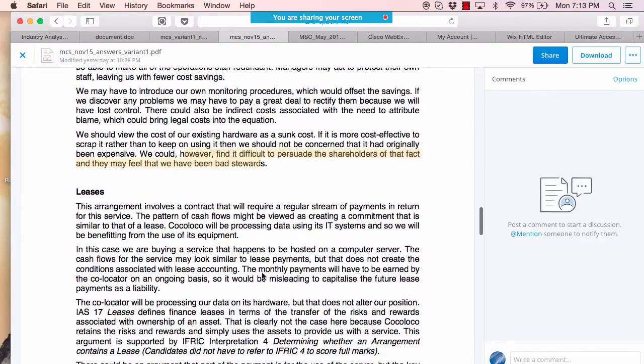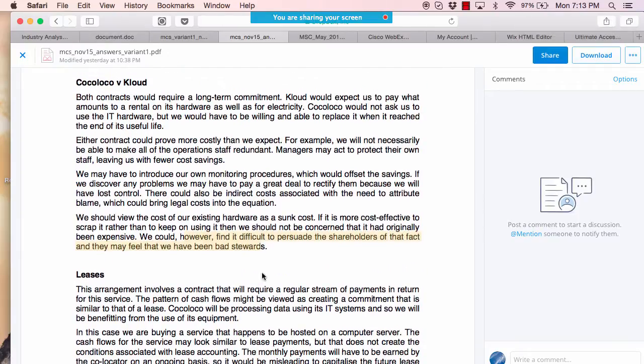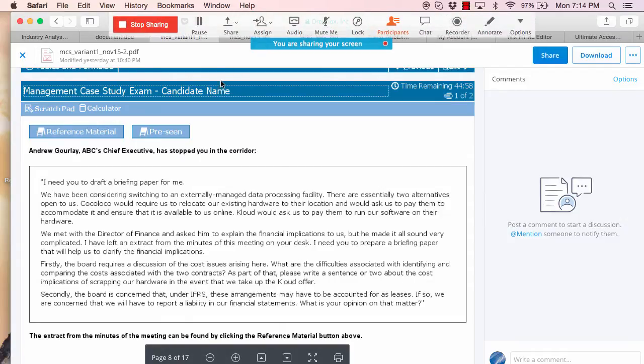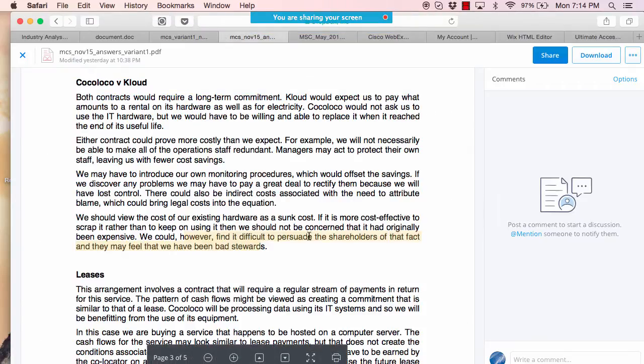I got it. But in that case, what would be our approach to the shareholders? What should be the optimum way of? So as you can see, you don't have to give an exact answer, this is the way that you should go. The question that they're asking, the board requires a discussion of cost issues arising here. What are the difficulties associated with identifying and comparing costs associated with the two contracts? And they're also mentioning, as part of it, please write a sentence or two about cost implications of scrapping our hardware. So that's the reason why they have got a paragraph on that. Yeah, they've written the last paragraph on that.